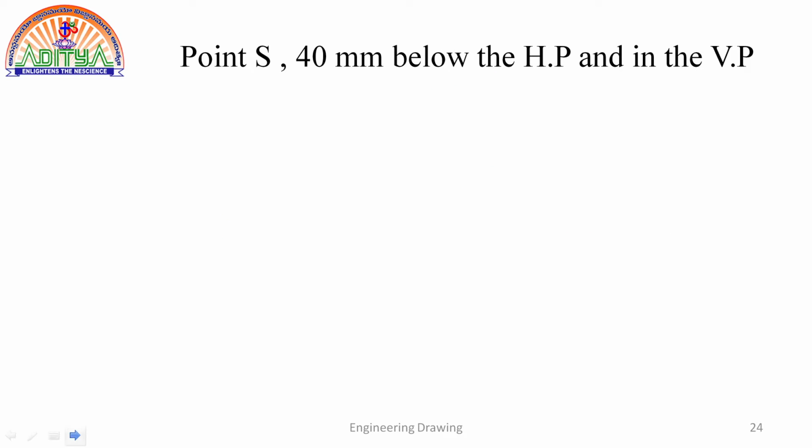So, this is our another question: point S below HP and in VP. By simply seeing the question we can say that it is not in any of the four quadrants. Why? Because it is below HP, but it is not in front of VP or behind VP. It is in the VP itself, which means point S is in the VP itself.